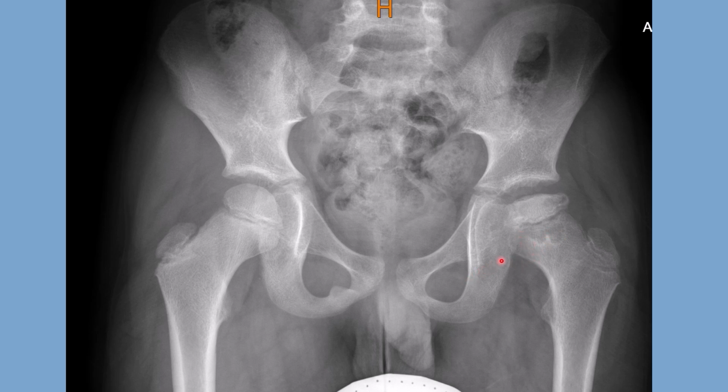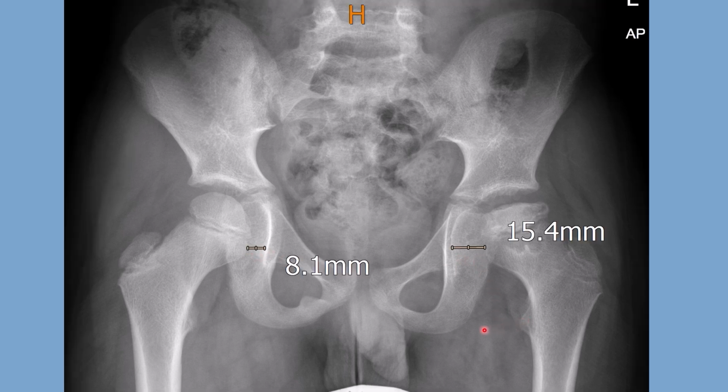If we look, the head is starting to come out of the socket. If we drop a perpendicular line from the outside of the socket, we can see some of the head is outside in comparison to the other side. Also, if we measure the distance from the base of the acetabulum to the medial side of the femoral neck, we can see this distance is much shorter than this distance. In fact, when we measure, it is 8 mm on the normal side in comparison to 15 mm on the other side.